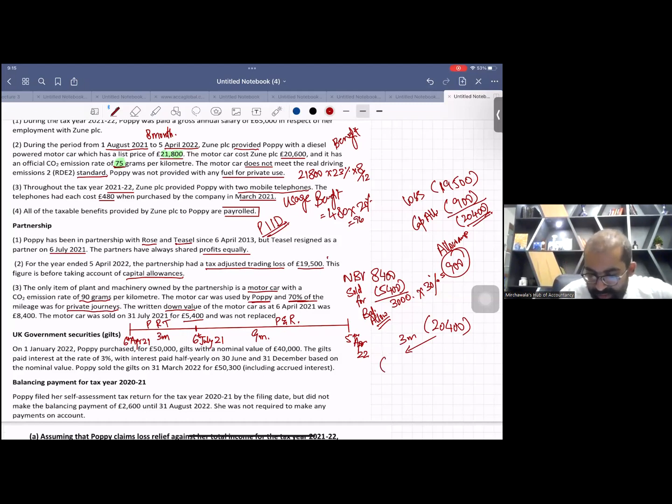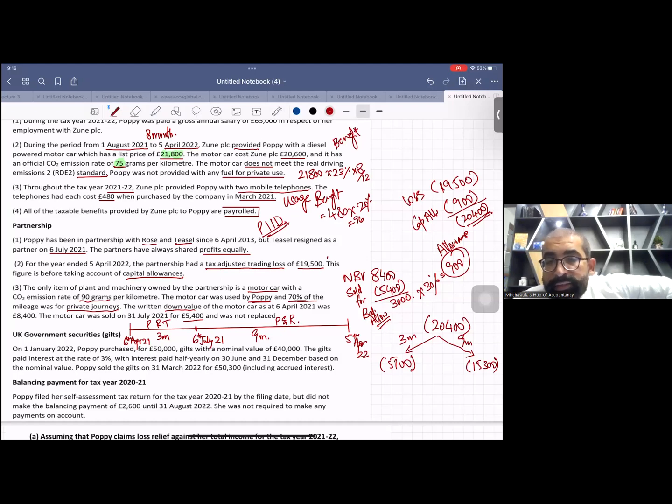5,100 is the first 3 months loss. And what about the last 9 months? It's going to be 15,300. Okay. So first of all, we distributed the loss between the first 3 and the last 9 months.